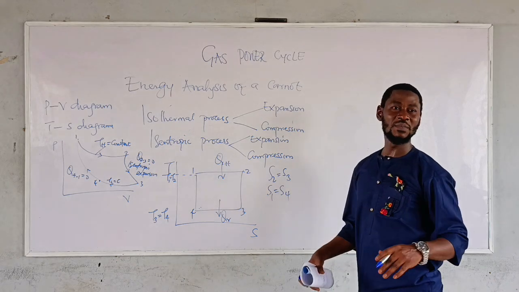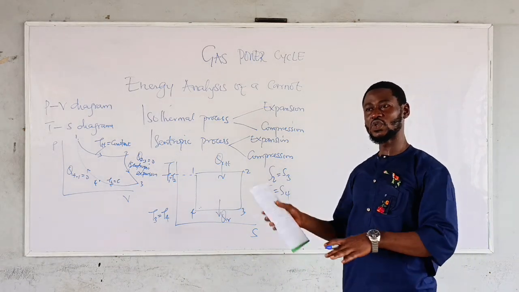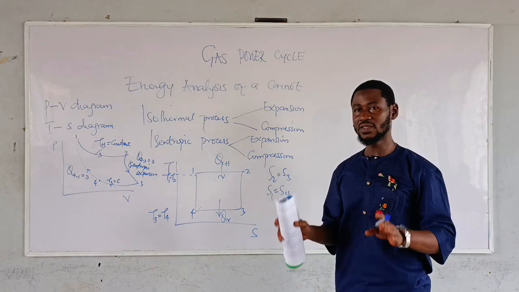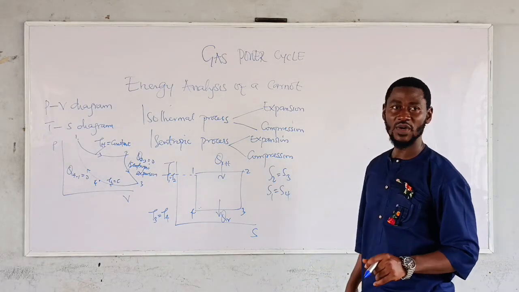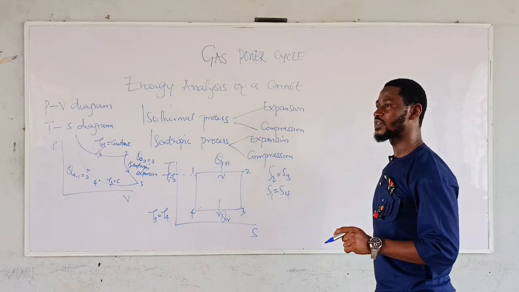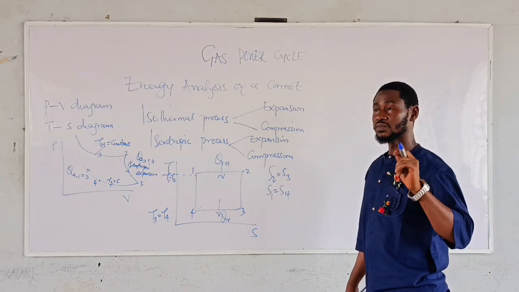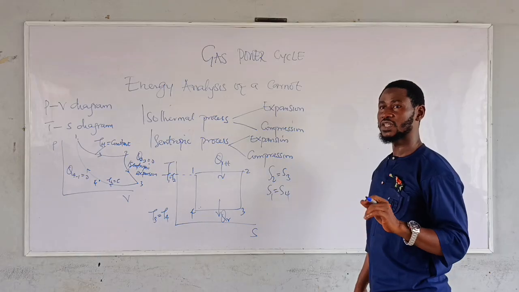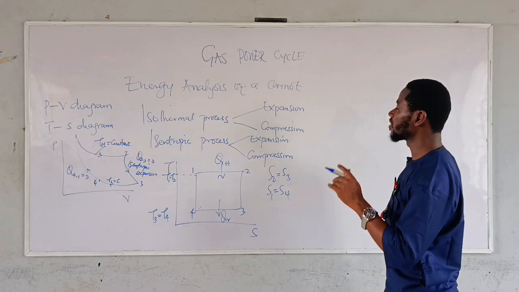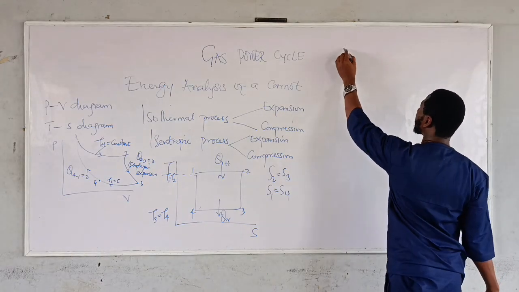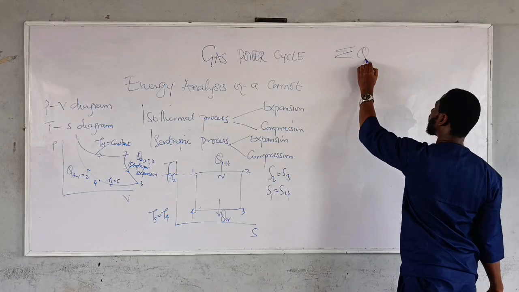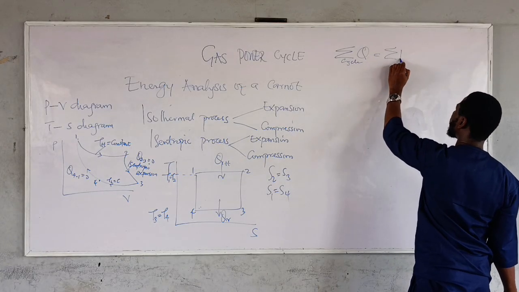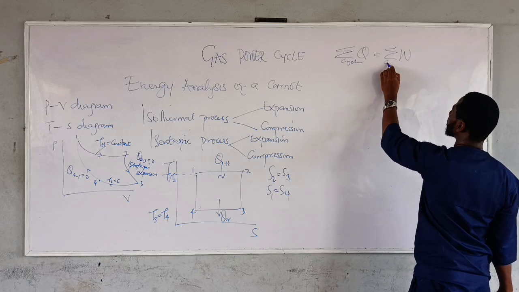So what are the fundamental laws that we are going to use in analyzing this? It is still your first law of thermodynamics, which says that whenever a system undergoes a thermodynamic cycle, the net heat transfer is the same thing as the net work transfer. So let's write down the summation of Q over the cycle equals to summation of W.